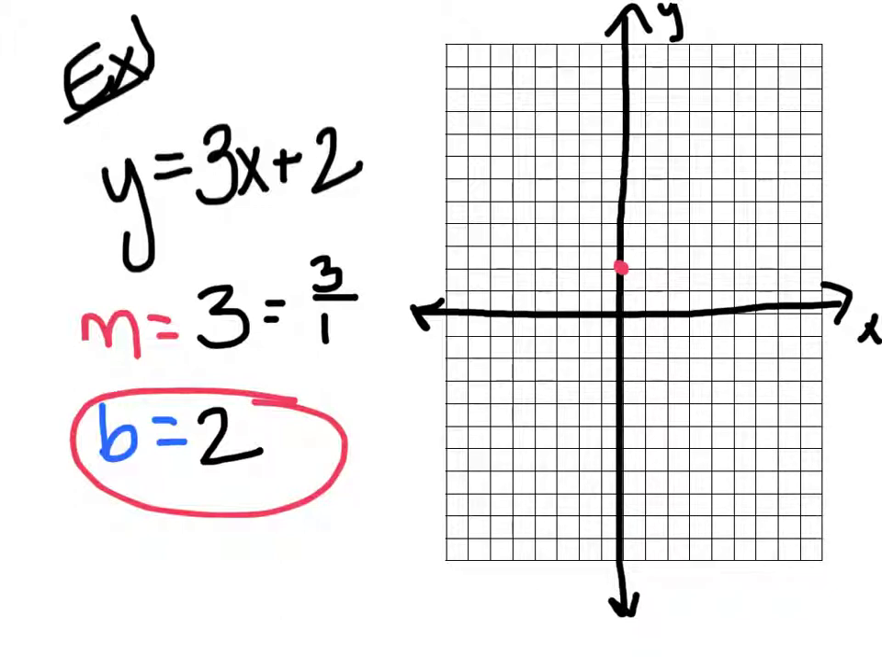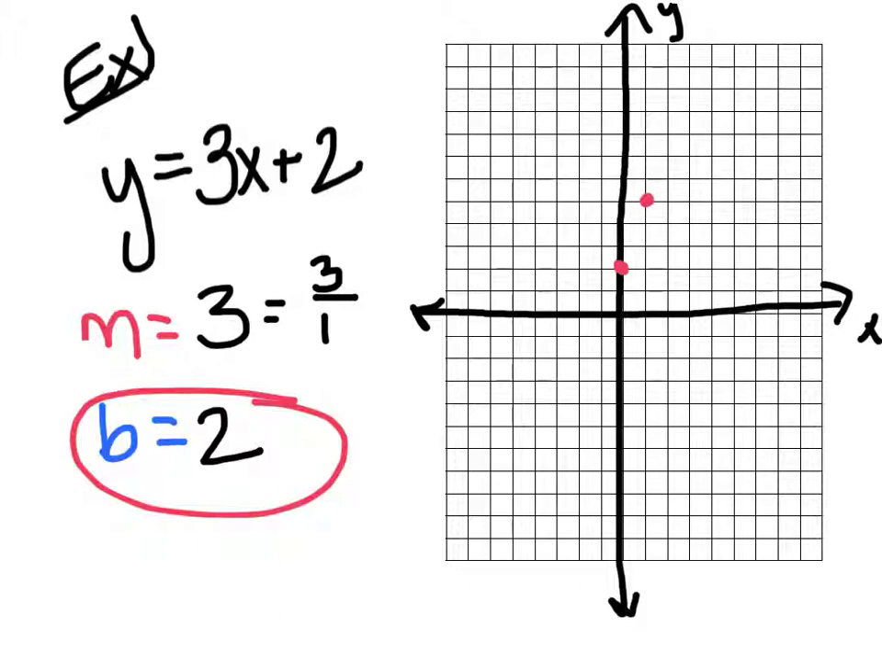So now that I have that plotted, I'm going to go to my slope, and it says I have a rise of 3 and a run of 1. So that means to get my next point, I need to go up 3 squares and then over 1. Okay, so up 3 units over 1 gives me another dot right here. Now that I have 2 points, I can graph it from here.